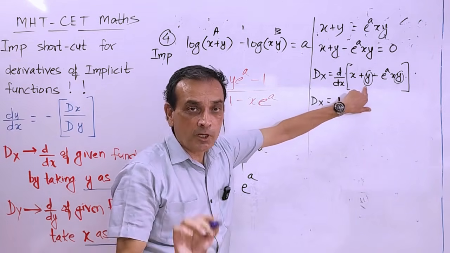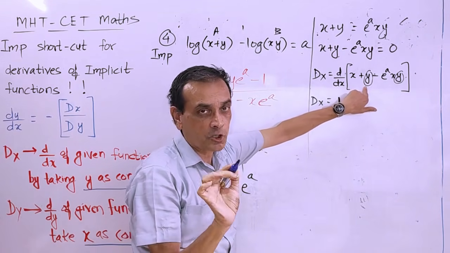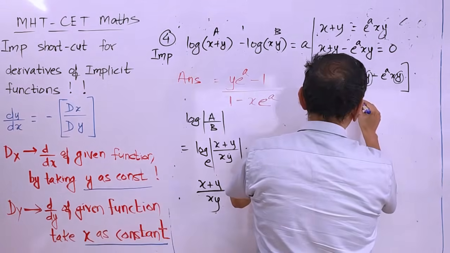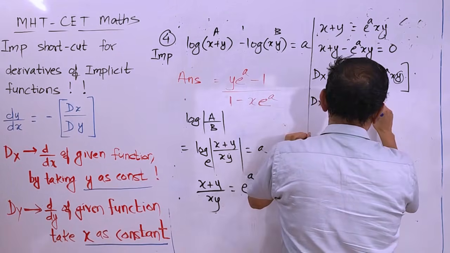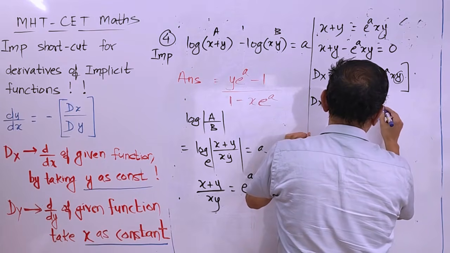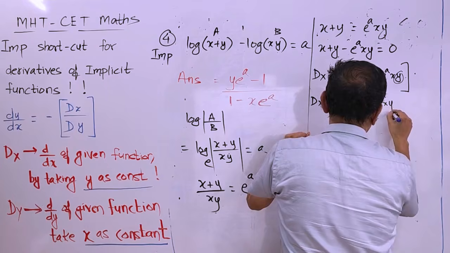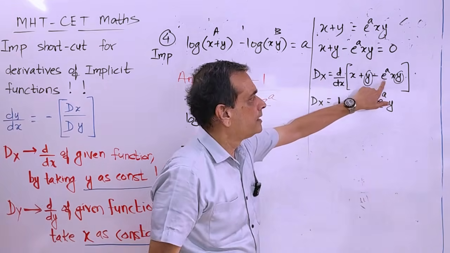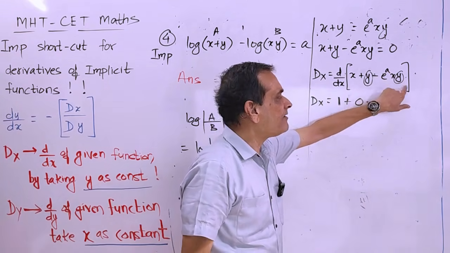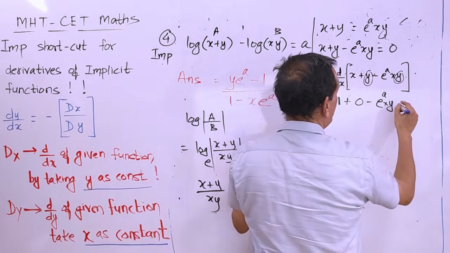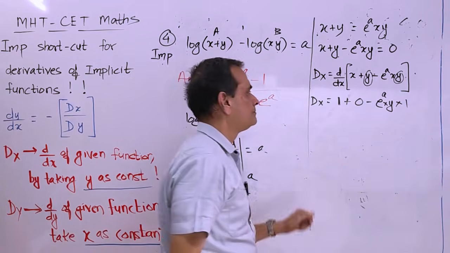Derivative of y is not dy by dx. Don't make a silly mistake, you are using the shortcut. y is taken as a constant, derivative is 0. e raised to a and y both are constants. Keep both aside. Derivative of x is 1.